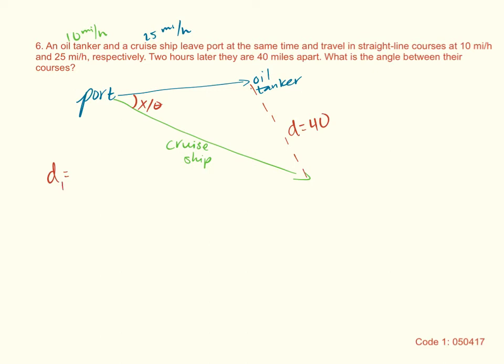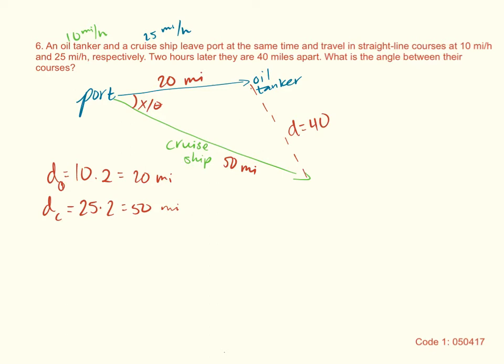So distance 1 of the oil tanker, so let's do DO, that's going to be 10 times 2, so that's 20 miles. And then D of the cruise ship is going to be 25 times 2, so that's going to be 50 miles. Okay, so we have all of our sides, and what we're looking for is our theta.